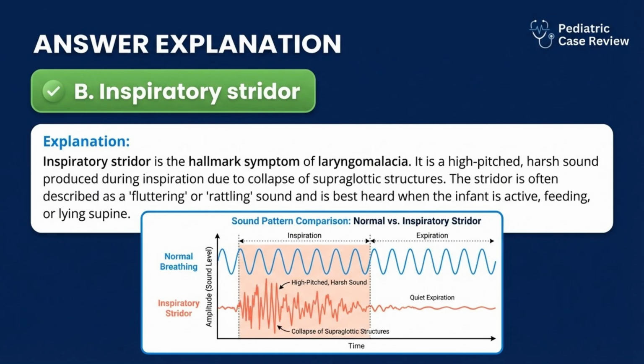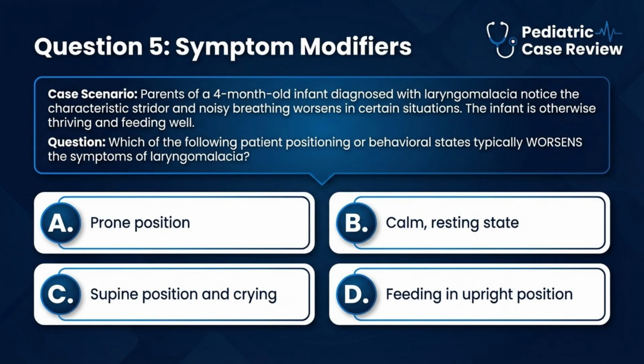This is the absolute hallmark symptom of laryngomalacia. The sound pattern comparison chart shows that this high-pitched, harsh sound occurs during the inspiratory phase due to the collapse of the supraglottic structures. It is often described as a fluttering noise and is best heard when the infant is active or feeding.